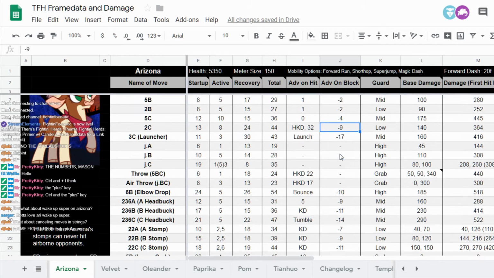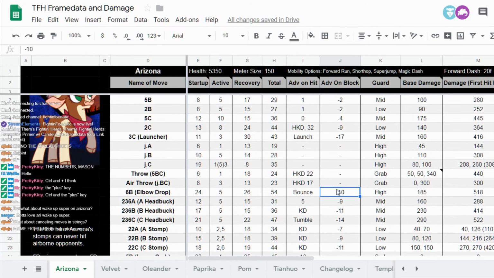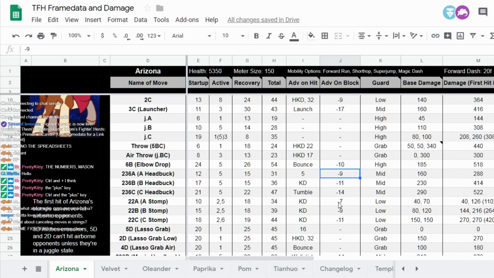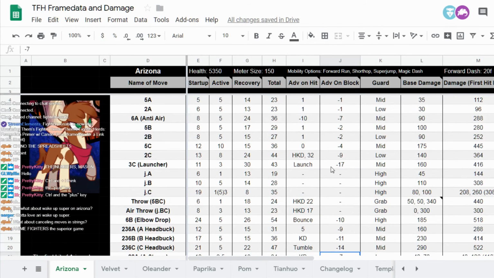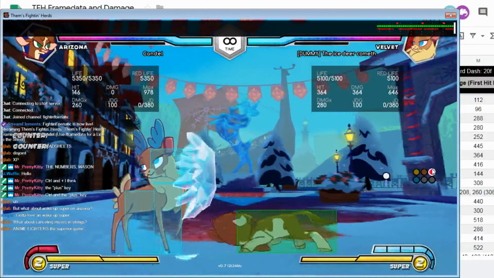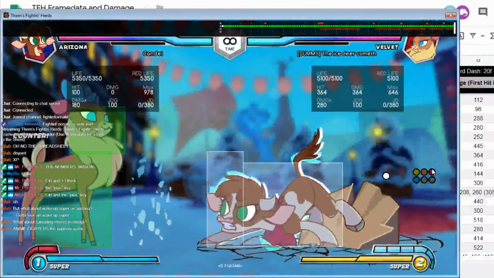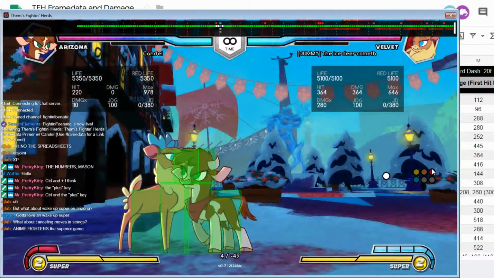2C is unsafe. What can she cancel into from 2C? Launcher, that's unsafe. Elbow drop, that's unsafe. Headbutt, that's unsafe. Stomp, that's unsafe. As you go farther down the line, all of your safe options disappear. You can't go further without taking a huge risk and trying to purposely frame trap people and hope that they get hit. Because if they just keep blocking, I can be like, oh, they're gonna press a button eventually, and then I do that and I get punished.